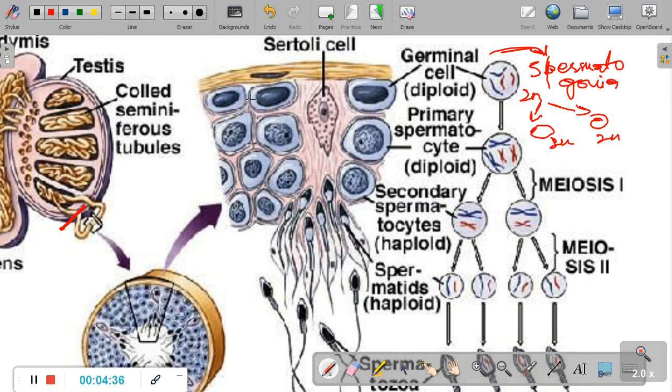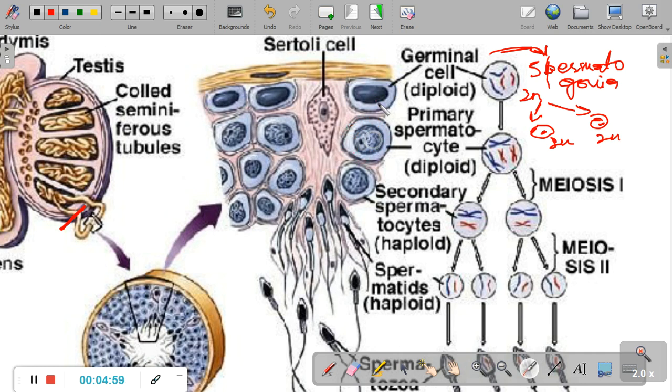Now, a large number of these spermatogonia will simply add up to the layer of germinal cells, because the older germinal cells eventually will die and they have to be replaced, and they are replaced by these germinal epithelial cells. But a few of these spermatogonia or the germ cells will make something known as a primary spermatocyte.